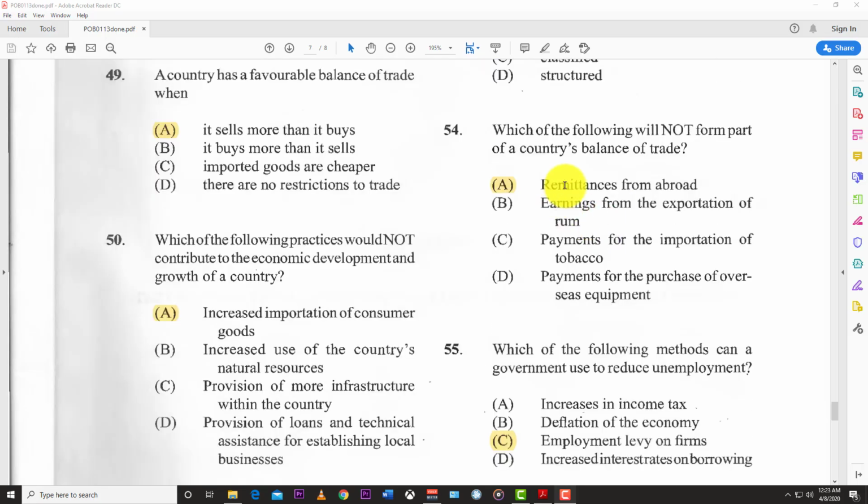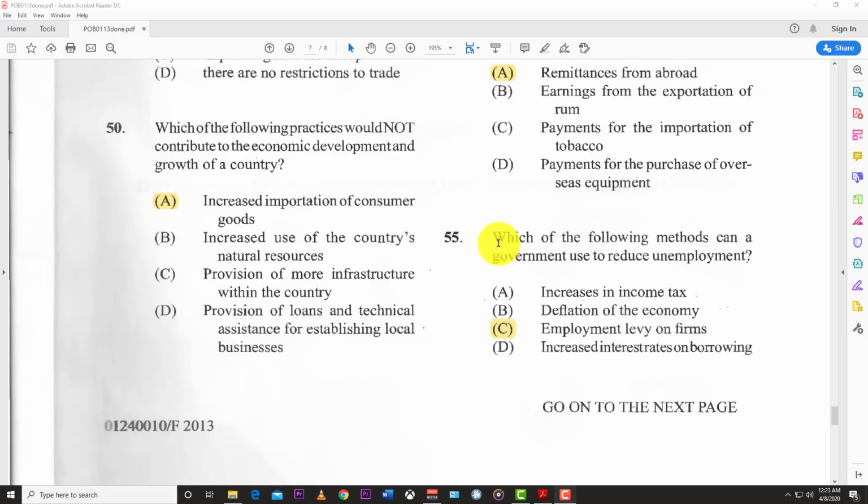54, which of the following will not form part of a country's balance of trade? And the answer is A, remittances from abroad. Again, you might not see these questions coming on the current one because these are more economics based questions, but still it's good to know, by the way, information.